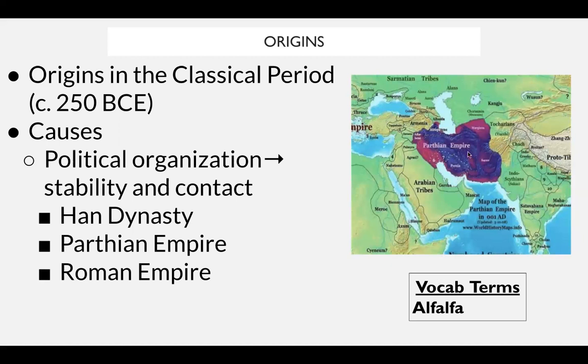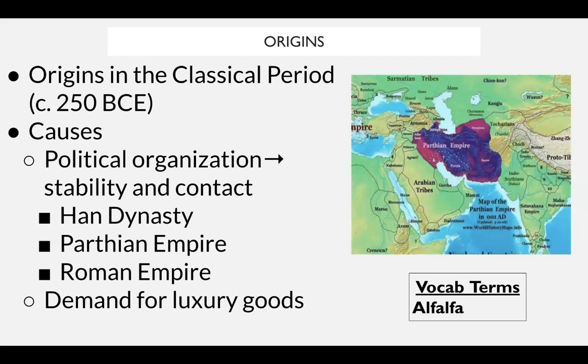So we have stable, unifying empires that will allow for trade to happen. Unified empires make trade safe, they build roads. That's why they're important for trade. But another major cause for the Silk Road to even come up in the first place is the demand for luxury goods. People want stuff they can only get in other places.